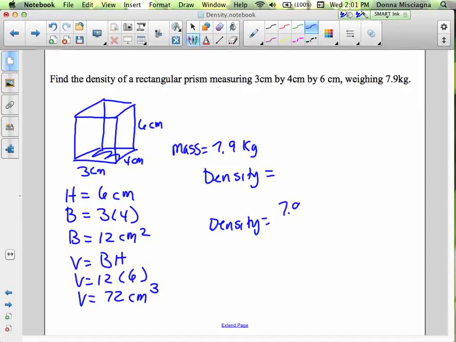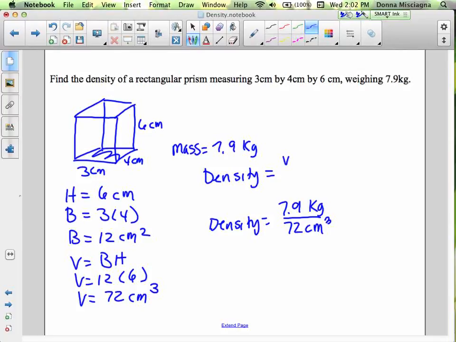7,900 grams. We can leave it as kilograms, it's fine. I mean, you can change it to 7,900 grams, but we can have the units be kilograms over 72 centimeters cubed. Right, so yeah, you can make it 7,900 grams. You can leave it at 7.9 kilograms. I would change it if it's a multiple choice question. You see all the answers are in terms of grams per cubic centimeter. You want to change it, but otherwise, it really doesn't matter.